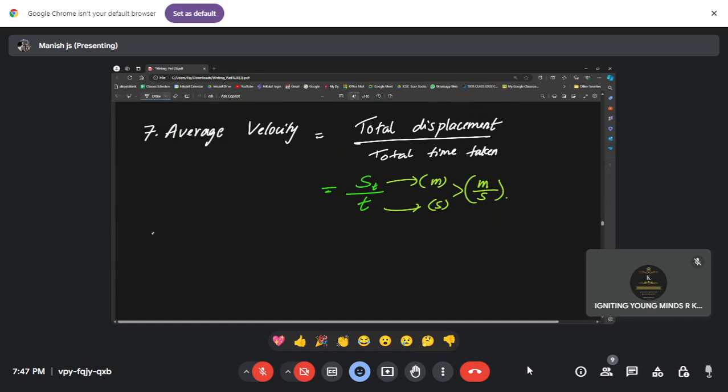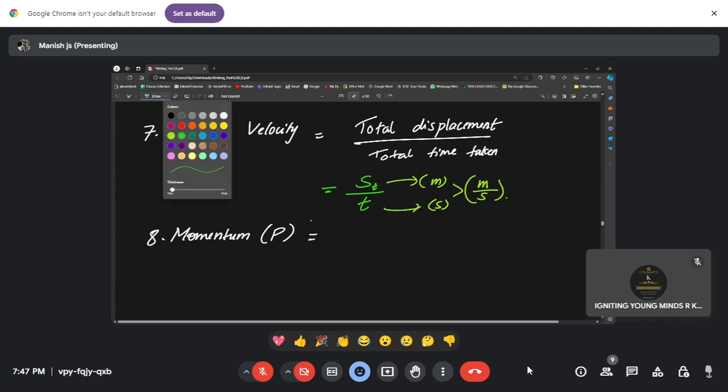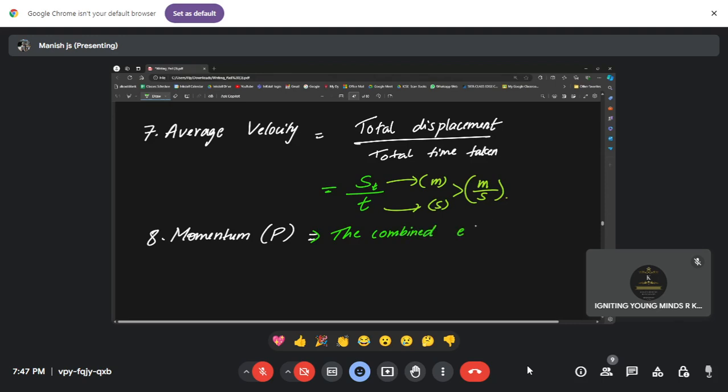Next, moving on to the next concept. We have a physical quantity called momentum. Momentum is expressed by the letter P, capital P. So what is momentum? Momentum is basically the combined effect of mass and velocity of a moving body. Let me just write the definition first: we express momentum as the combined effect of mass and velocity of a moving body.